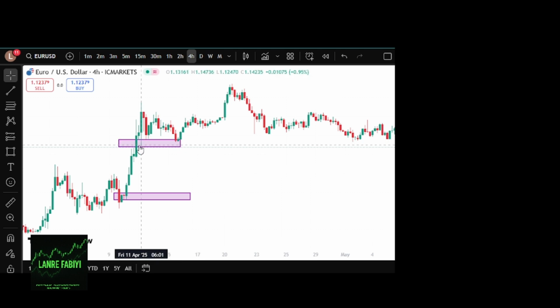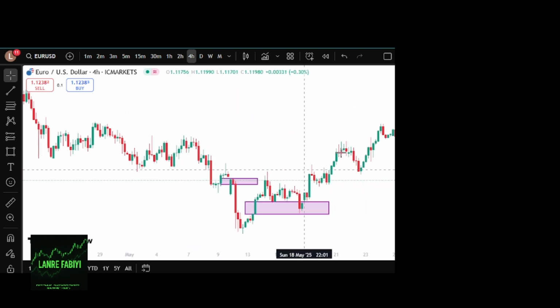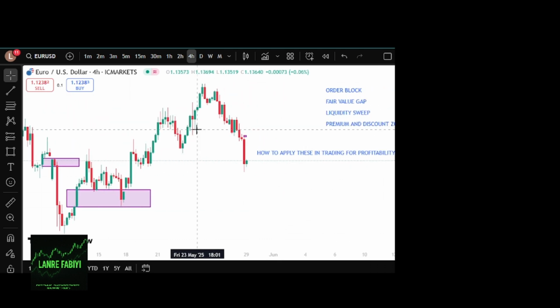I spot another one here. That's a fair value gap. When price traded back into this gap, price came to do what? To fill up the gap. And after the filling, price just moved up from there. So the fair value gap is a tool that is very important to understand. So let's go to another one.